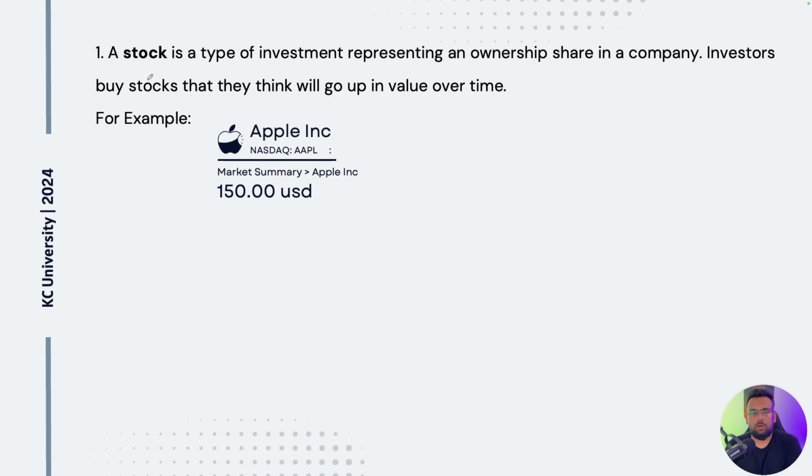First comes a stock. What is a stock? A stock is a type of investment representing an ownership share in a company. Investors buy stocks that they think will go up over time. For example, let's say Apple is a $150 stock.